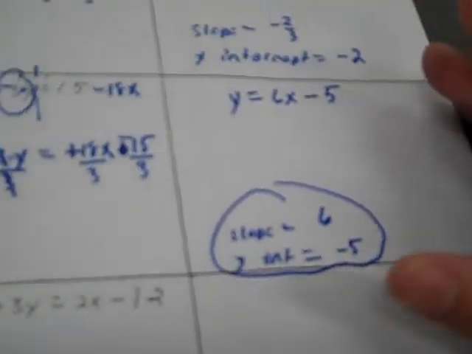It's the rate of change of the line. Every time x grows by 1, the y value grows by 6. Because you multiply whatever the x is by 6.